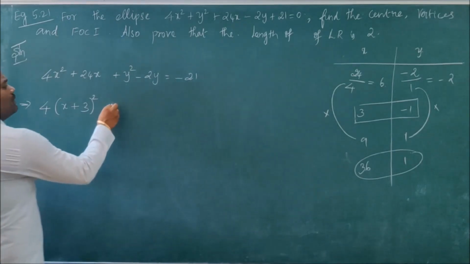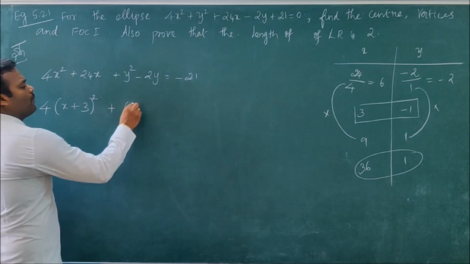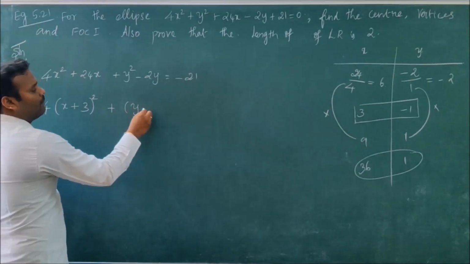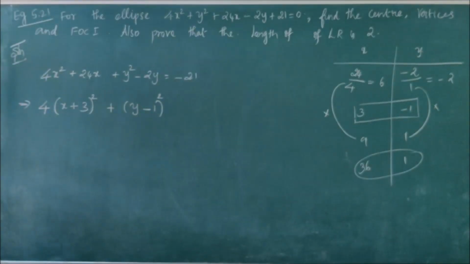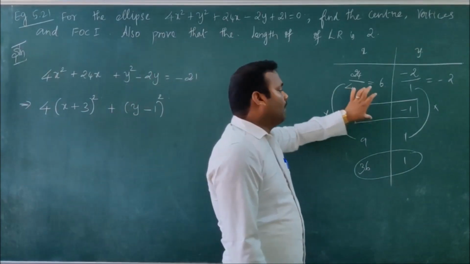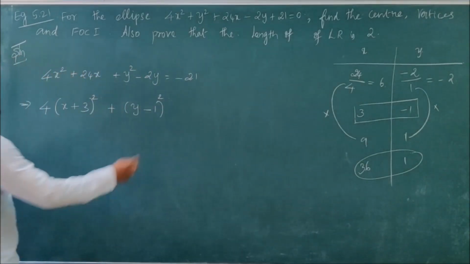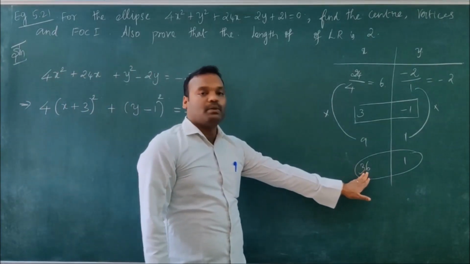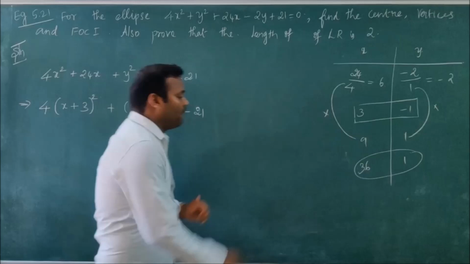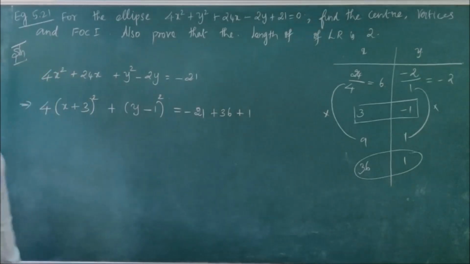In the same way, take the number in front of y square, which is 1. You need not write that 1. You just open the bracket y and club the number to y, that is minus 1, so it is y minus 1 the whole square. Plus 3 is clubbed with x, minus 1 is clubbed with y. In the next step, here you have minus 21. Now you have to add these two numbers to the right side. So when you add these numbers, you have plus 36 and another number, plus 1.